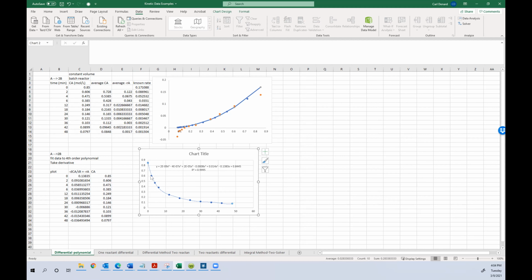This plot here is showing the 6th order polynomial that fits. This is the concentration, so I fit a 6th order polynomial and take the derivative of it. Then I calculated these dCA/dt. This is the derivative of the 6th order polynomial. I just used Wolfram Alpha to get it. So these are a couple of ways you can calculate rate from being given time or space-time versus concentration data.